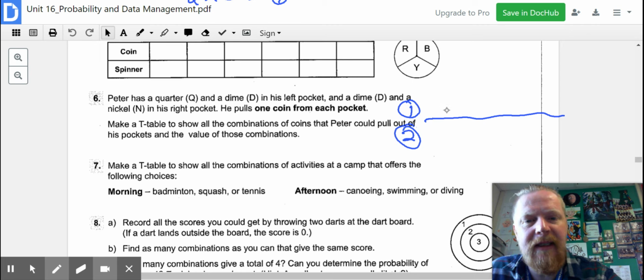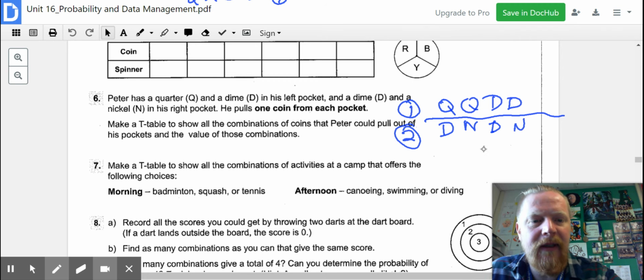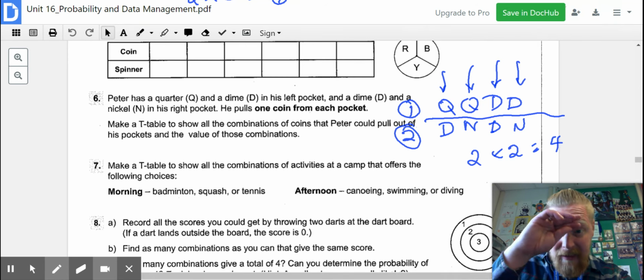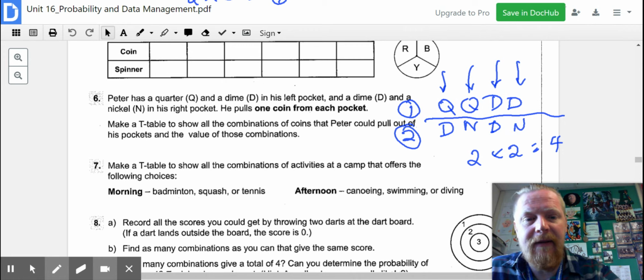So there's 2 outcomes in the second pocket, which means I have to list the first outcomes twice. Quarter, quarter, dime, dime. In the second pocket, he could do a dime or a nickel, or a dime and a nickel. How many outcomes are there? Well, there's 2 coins in the first pocket, 2 coins in the second pocket, total of 4 possible outcomes. And you can see you get a quarter and a dime, quarter and a nickel, dime and a dime, or dime and a nickel. Those are all the different outcomes that Peter could get drawing coins out of his pocket.